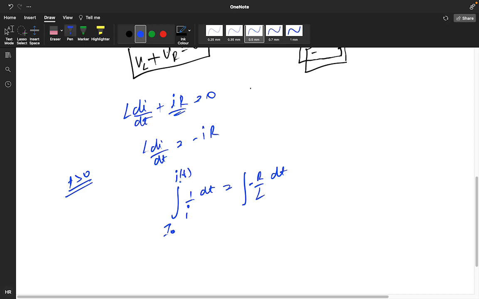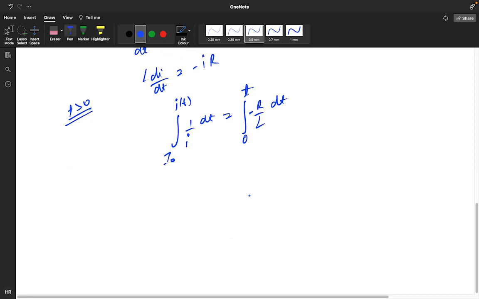I of t, infinite distance. So that's why I am considering I of t, and this is minus R by L, and I am taking the time 0 to t. So if you solve this, what you will get? Ln 1 by I as a ln of I naught into I of t minus R by L into t.